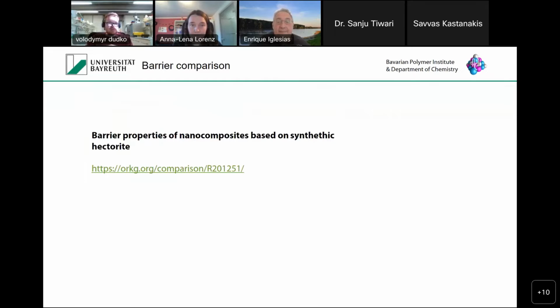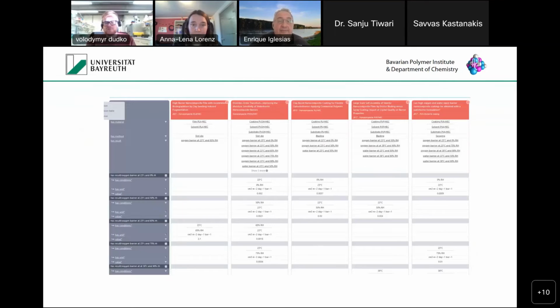And this is exactly what one of my comparisons is. We look at how the synthetic hectorites can improve the barrier properties. In this case, when we're talking about these materials, we're interested in which polymer we use, how much of the filler we use, how we prepare them, and also what kind of properties we actually achieve.